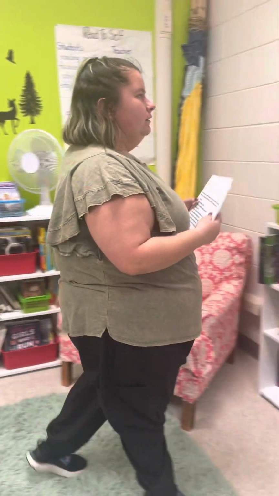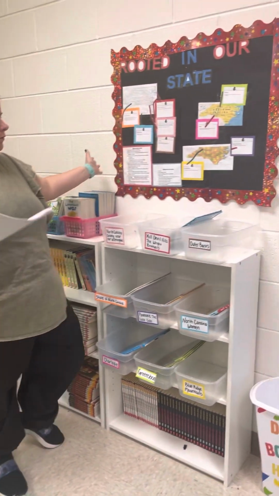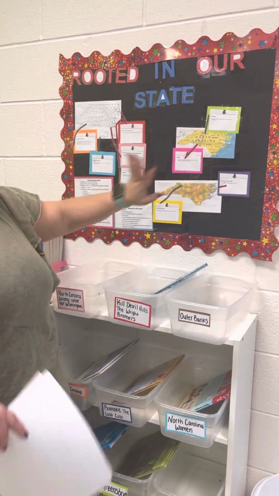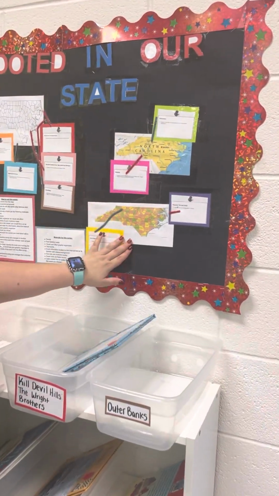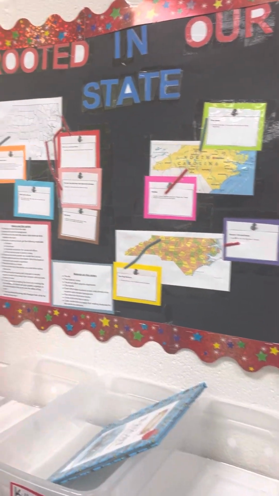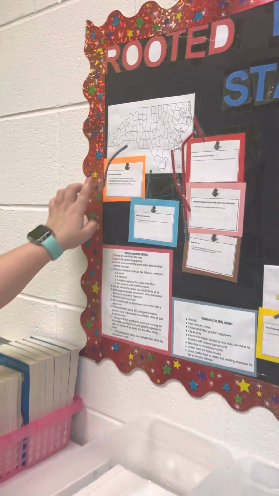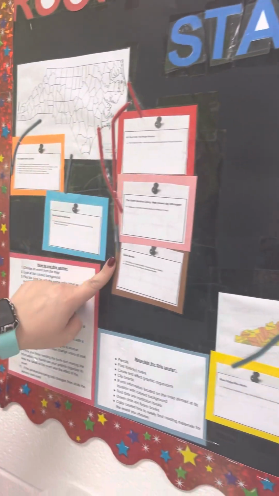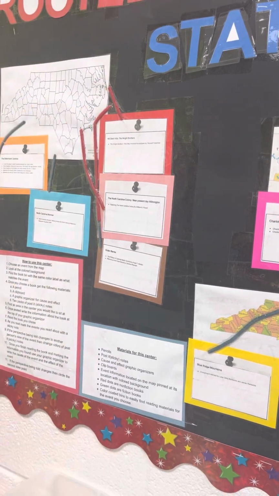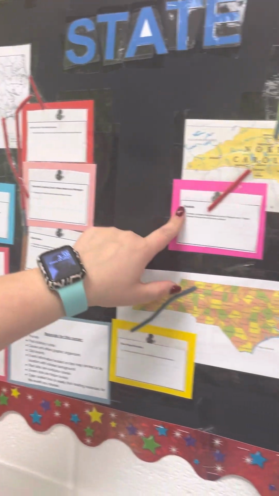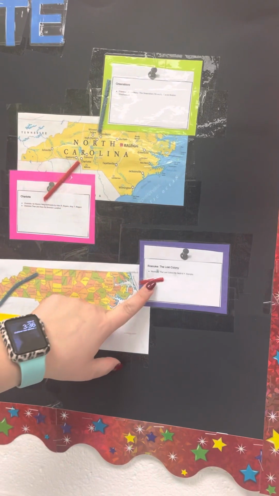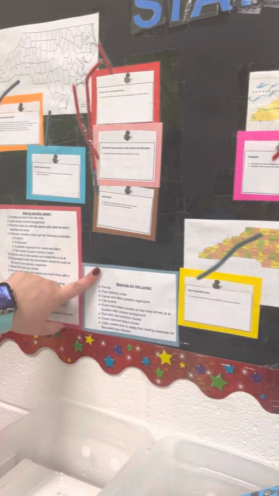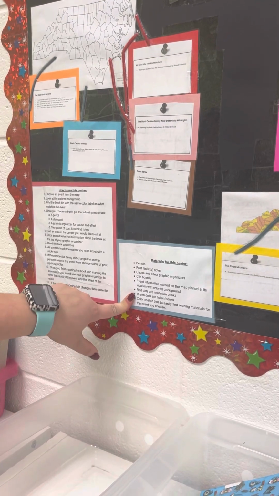And then, as we move over here, we have our bulletin board, which says Rooted in Our State. We have 3 different maps of North Carolina. These 2 are talking about just the state as a whole. These all focus on the coast of North Carolina. Then we have Charlotte, Greensboro, Roanoke, and the Blue Ridge Mountains. We have the materials posted here so everyone can see them.